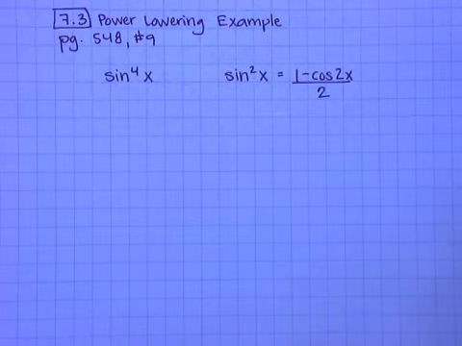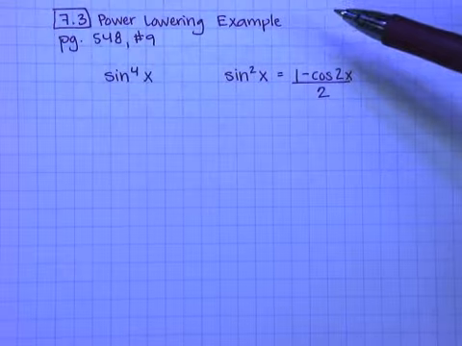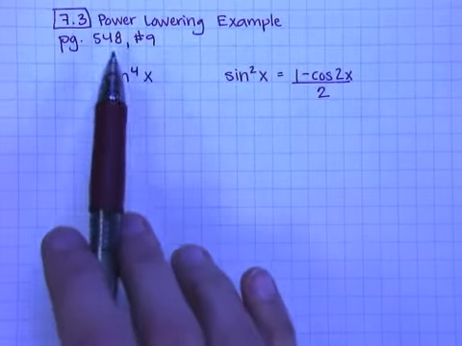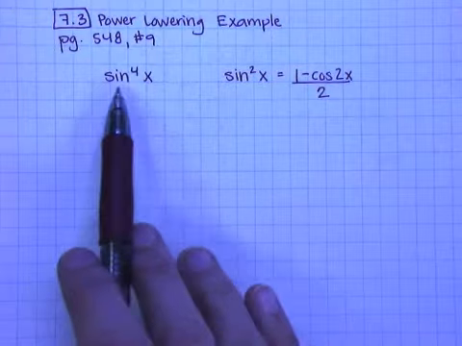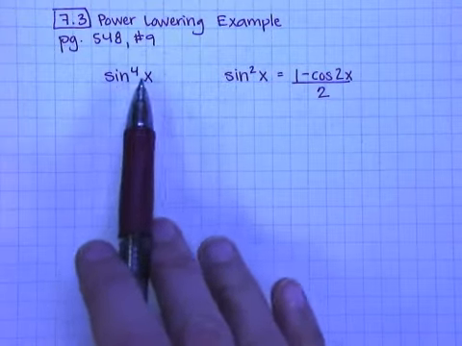So there was a request today in class for another power lowering example. I'm looking at page 548 in our pre-calc textbook, problem number 9. The original problem was to lower the power from sine to the fourth of x.